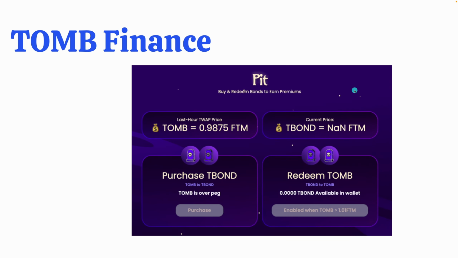Now, what is the pit? In the pit, you can purchase T-Bonds. When the price is under the peg, you can buy these and sell them later. So I don't know why it looks like this, because as you can see, the peg is under 1 and this button should be active and you should be able to buy this. But yeah, I don't know why it shows up like this.